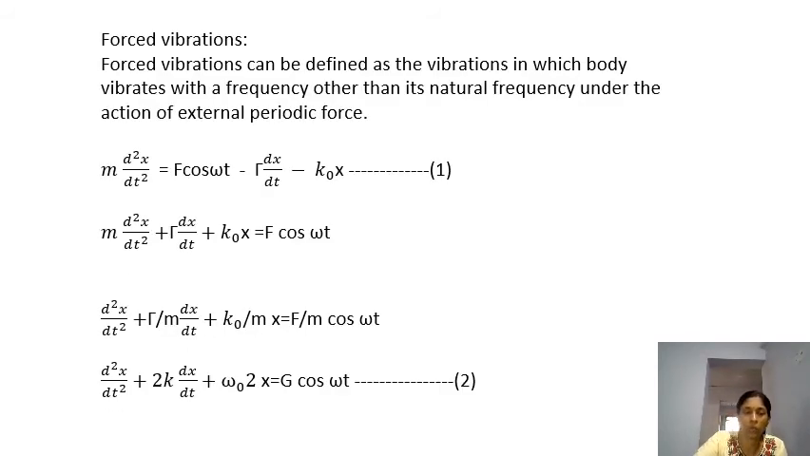Next one is forced vibration. Forced vibration is defined as the vibration in which a body vibrates with a frequency other than its natural frequency under the action of a periodic force. When an external force is applied to a particle which is vibrating, the particle will vibrate with a frequency other than its natural frequency. That is called forced vibration.